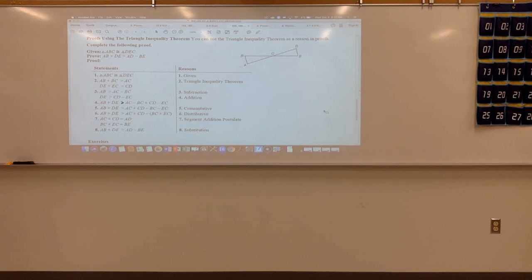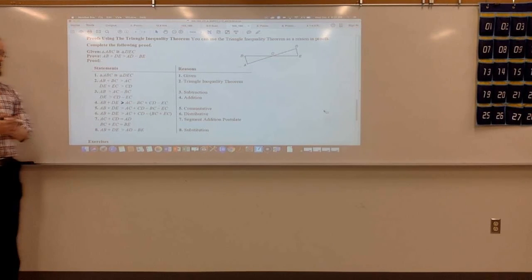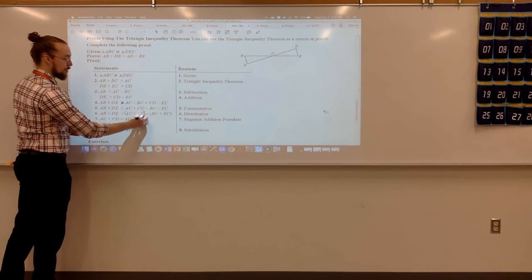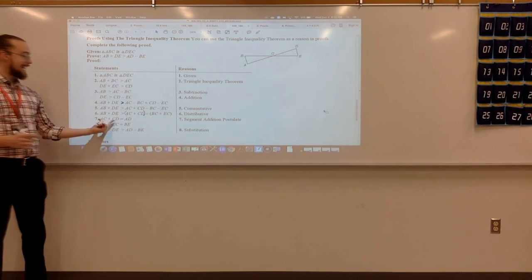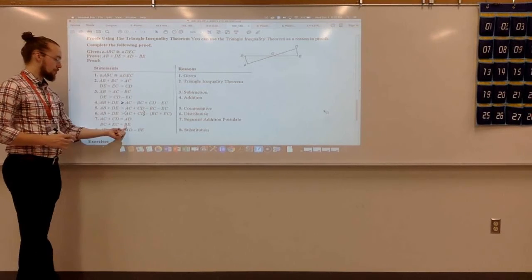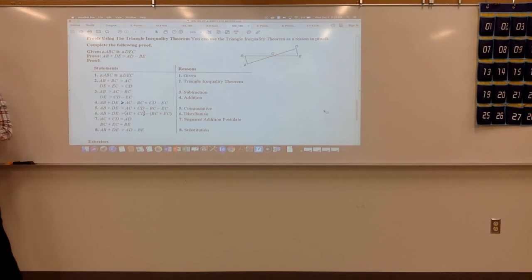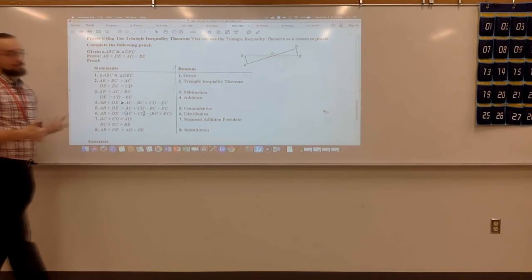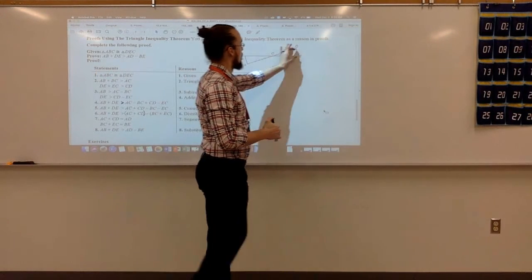So then, finally, once we use the segment addition postulate, they're just substituting over here. They're saying that AC plus CD is equal to AD, and BC plus EC is just equal to BE. Okay, so this was kind of a long way to prove that the sum of these two sides is greater.